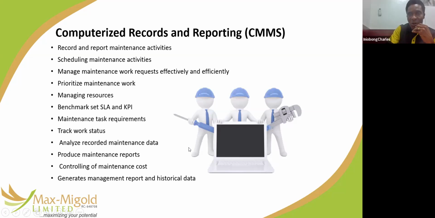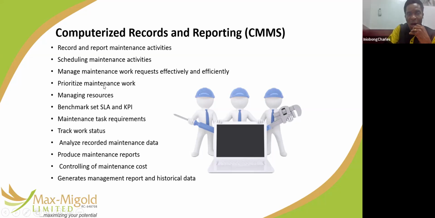So computerized records and reporting. This computerized records helps us to record the report of maintenance activities. It helps to schedule maintenance activity, manage maintenance work requests effectively and efficiently, prioritize maintenance work, manage resources, and benchmark set SLA and KPI. That is the service level agreement and the key performance indicator.